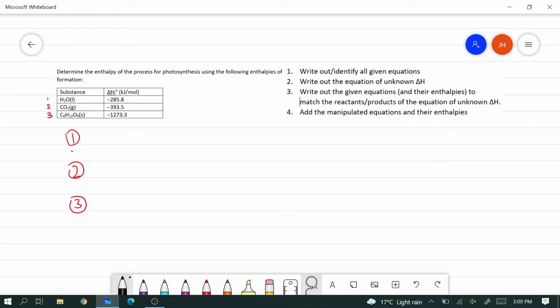For equation 1, we have hydrogen gas reacting with oxygen gas to form liquid water. What we should be able to see is that the equation is not necessarily balanced. The hydrogen is balanced, but the oxygen is not. So we're going to have to put a coefficient of a half in front of the oxygen to ensure that we're reacting in the correct ratios.